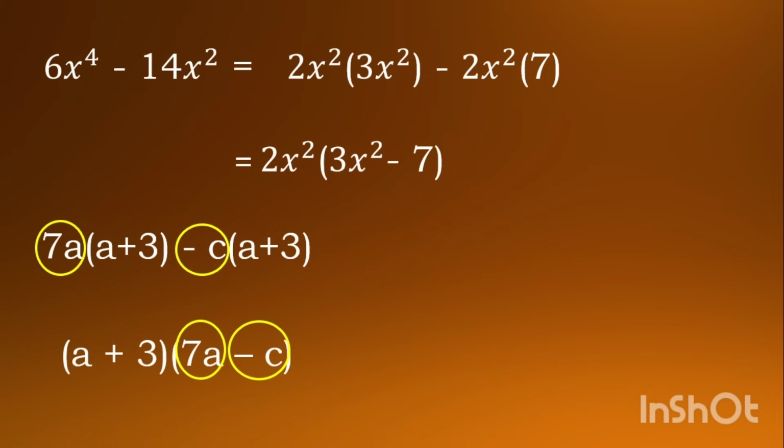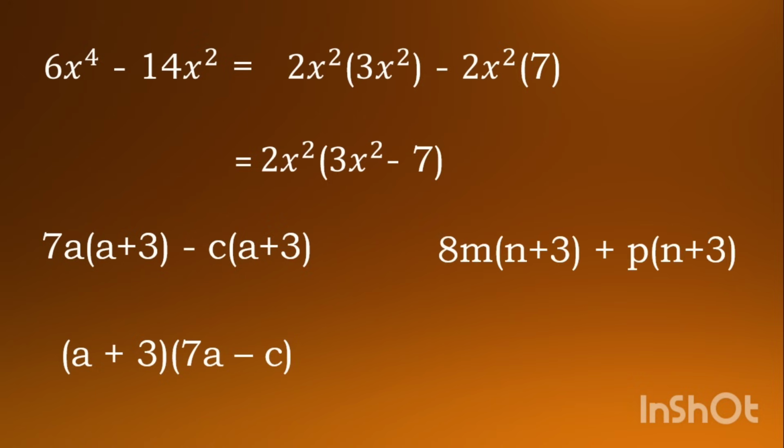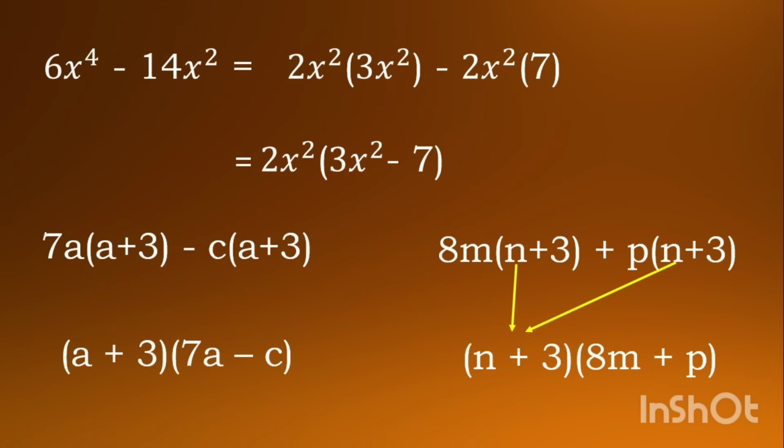Ayan. Okay, another example. So, kunin ulit yung GCF, yung common sa kanila, that is n plus 3. And then, si 8m plus b, that is another binomial. So, dyan natin siya nafa-factor.